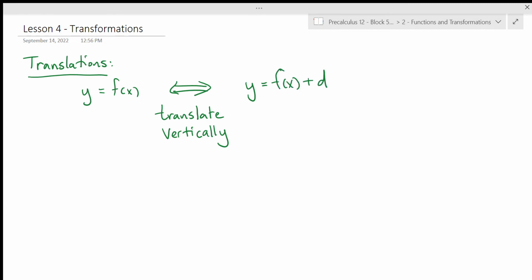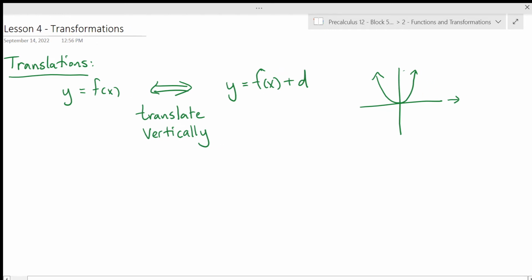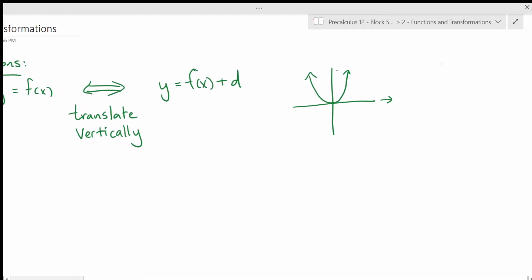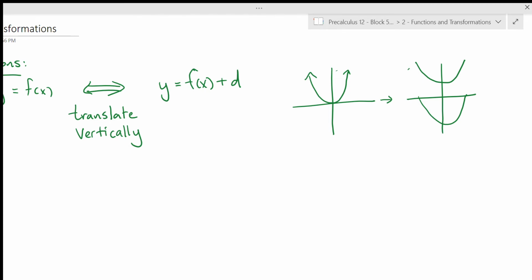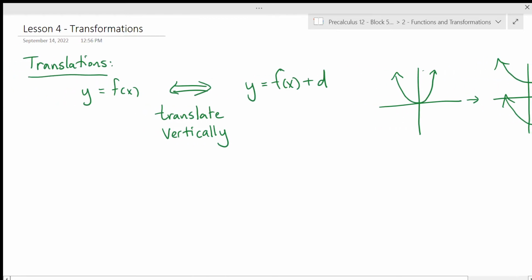So what is a vertical translation? A vertical translation is where you take the graph of your function. So let's say we have the graph of our function here. Let's make a nice parabola. We could translate it vertically if we wanted to move it up. And we could also possibly move it down. So a vertical translation is keeping the same function, but we are simply sliding it in the coordinate plane up or down by a fixed number. And the d is a fixed number.